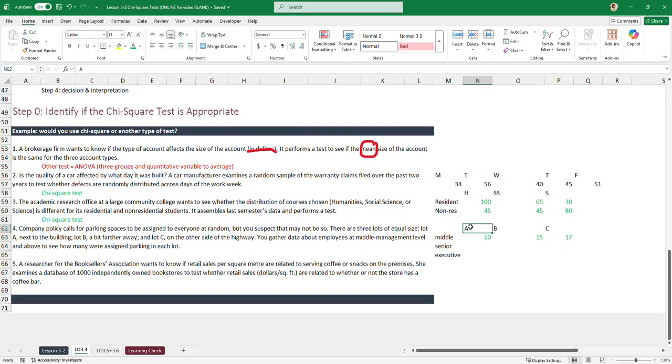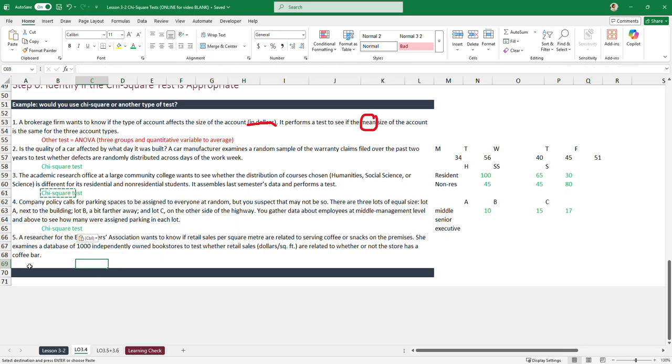What matters is that based on the parking lot A, B, or C, and based on the management level, middle and higher, those are categories that you put people into. They don't have a number associated with them. It's not something that's measured, something that's quantitative. All we can do is count how many people fall in each category, and that is when you use the chi-square test. So that's another application of our chi-square test.